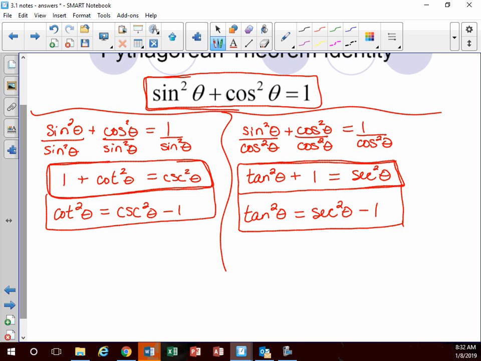Okay. Let's go back up to the original one. What if I wanted to solve that for sine squared? What would that equal? I know you guys can subtract. 1 minus cosine squared. And one more, what if I wanted to solve for cosine squared? What's that going to equal? 1 minus sine squared. Okay.